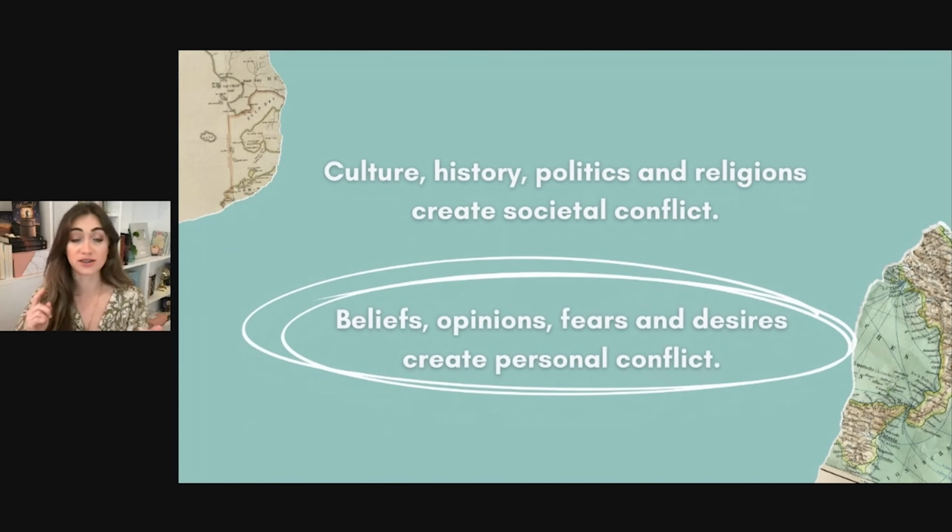Okay. So where a lot of writers go wrong is they start focusing too much on things like culture, history, politics, religions, which is fine. That is all good stuff to dig into and develop for your world to make it really feel real and lived in. But remember, culture, history, politics, and religions are what create societal conflict, okay? You see this even in the real world, even in our world. Beliefs, opinions, fears, and desires create personal conflict. So the personal conflict is the thing that we are really caring about, right? Outside of the bigness of everything.